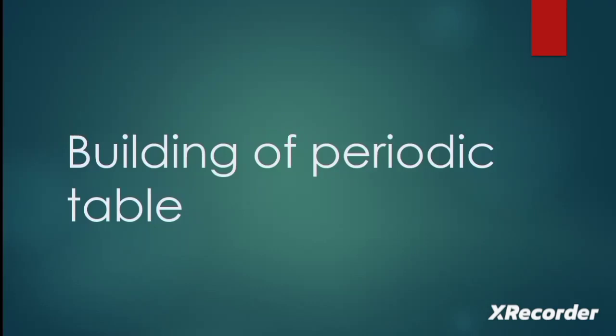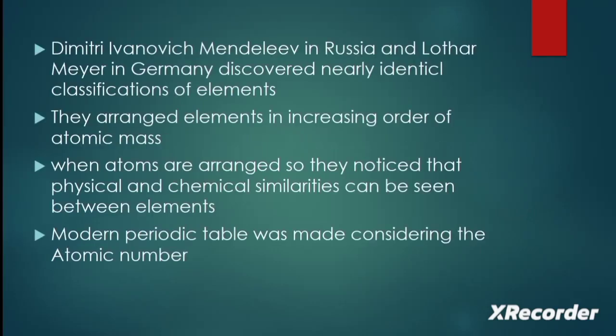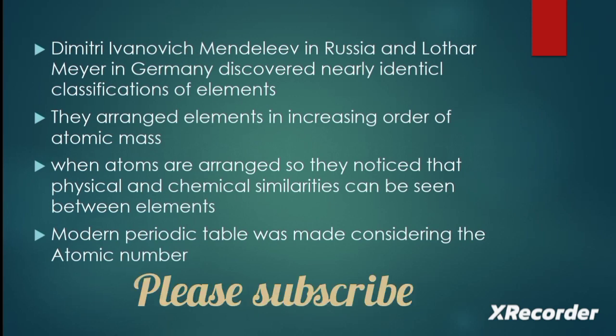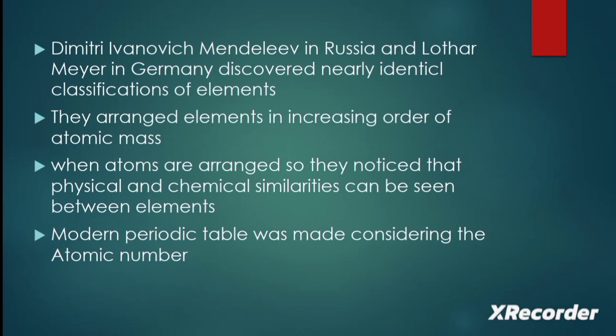Learn about the periodic table today. A classification of the elements was first put out by Dmitry Mendeleev in Russia and Lothar Meyer in Germany. They arranged the known elements of that time in increasing order of atomic mass. Because of that, their two classifications were a little bit identical.